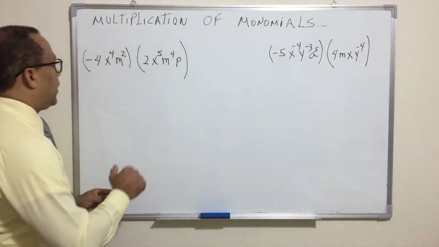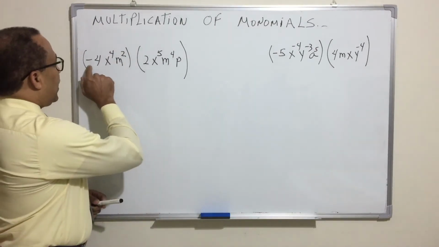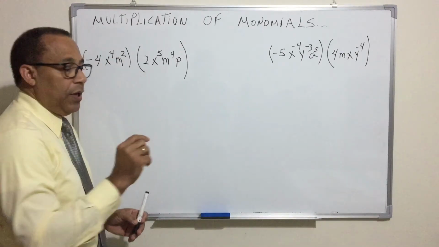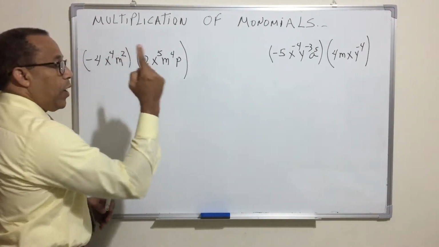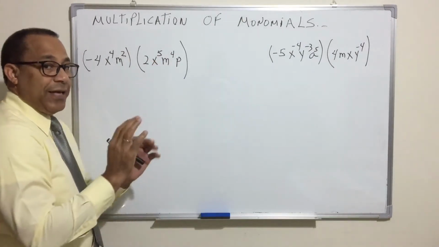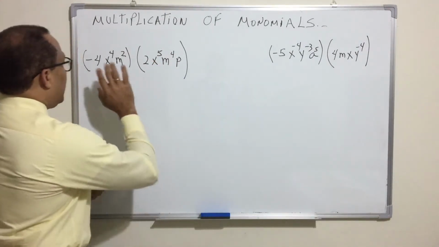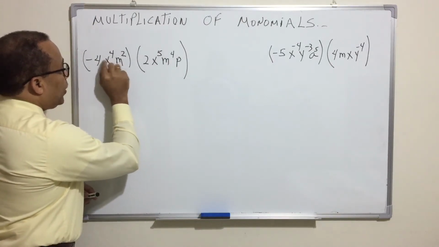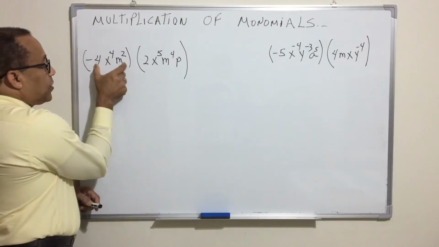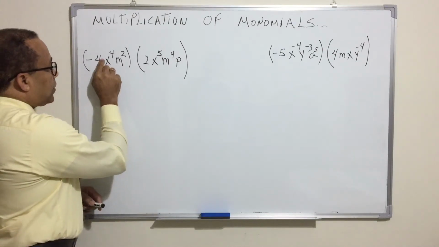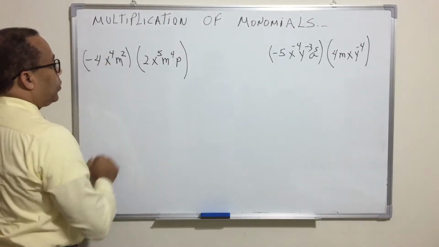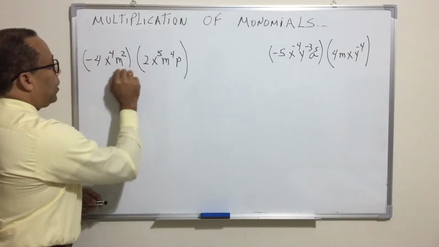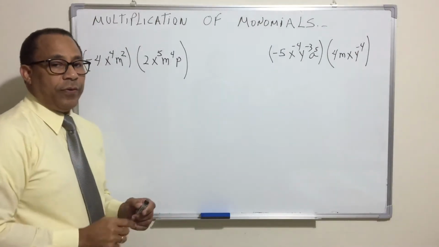Example, the expression negative 4x to the fourth m to the second is a monomial because there is only one term. Why is it only one term? Because there is no positive or negative sign between each one of the members of the monomial. We don't have a plus sign or a minus sign in here. So this is just a monomial, only one term.